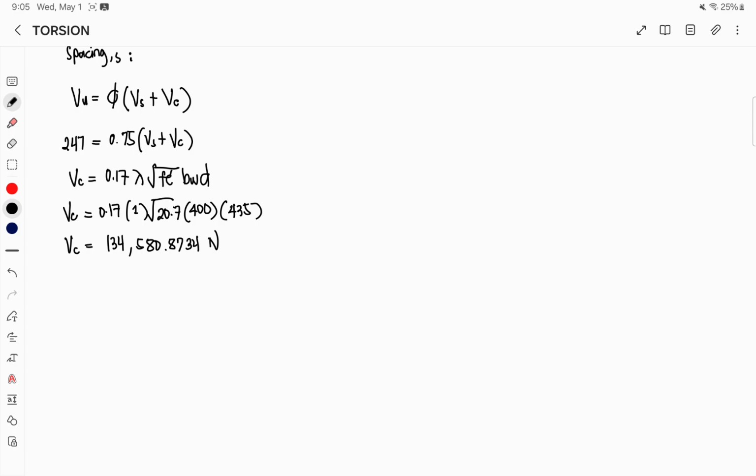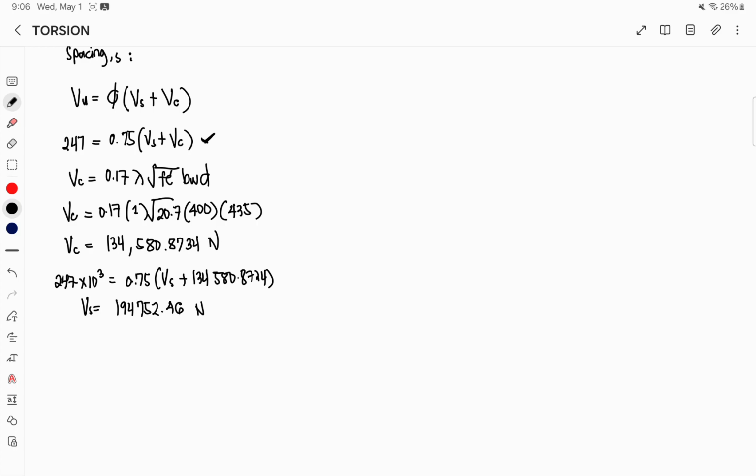To solve for the value of Vs, substitute the values in this formula: 247 times 10 raised to 3 is equivalent to 0.75 Vs plus 134,580.8734. Vs is equivalent to 194,752.46 Newton.